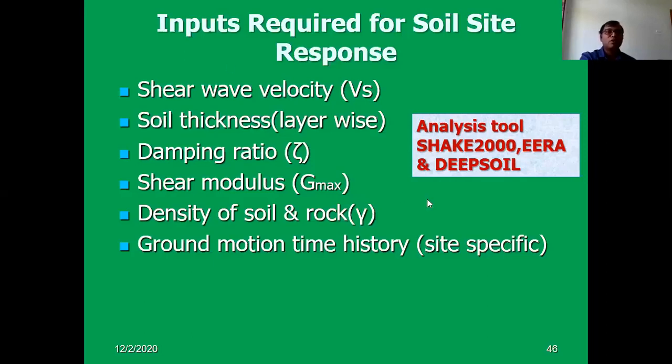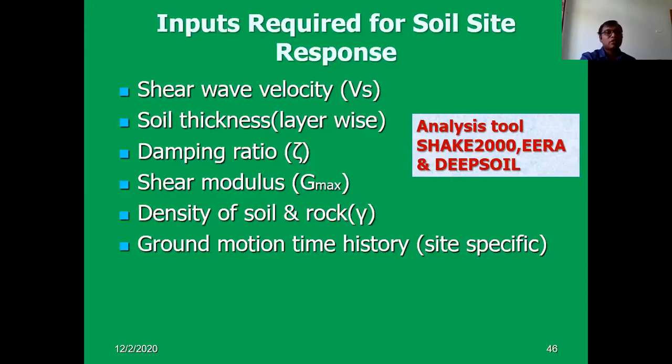using MASW or SPT, whatever value, and the soil thickness layer-wise you have to know, and the damping ratio of that particular soil for various types of soil. You find sand, silt, clay, rock. So you have to find out the shear modulus and damping ratio experimentally in your laboratory and generate the damping ratio and shear modulus curves. That is used for site response studies. And the density of soil and rock you also have to know.